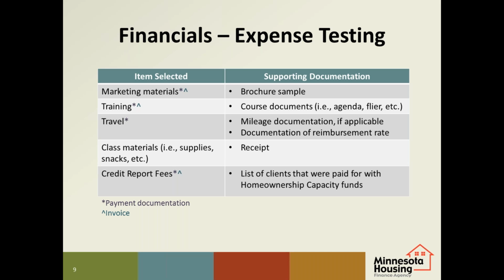For travel expenses, so if it's for mileage, we'd like the mileage documentation. So whatever is used to track mileage for that staff person, and then documentation of the reimbursement rate. So again, we'd be taking the mileage, multiplying that by the reimbursement rate, and we should see that total match up with the amount listed on the general ledger.